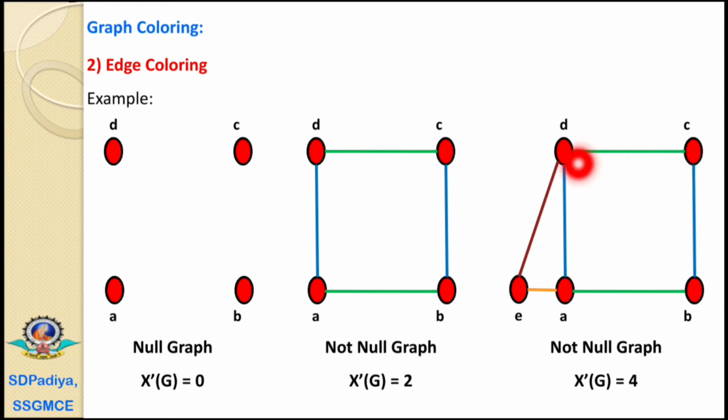Therefore for the edge E to D we cannot use the green and blue. It must be other than the green and blue. But can we use it as an orange? No, because node E has already one edge with the orange. Therefore this must be other than blue, green and orange. Now here we have used a fourth color, that is brown, to define the edge E to D. Therefore the chromatic index for this example is equal to 4.